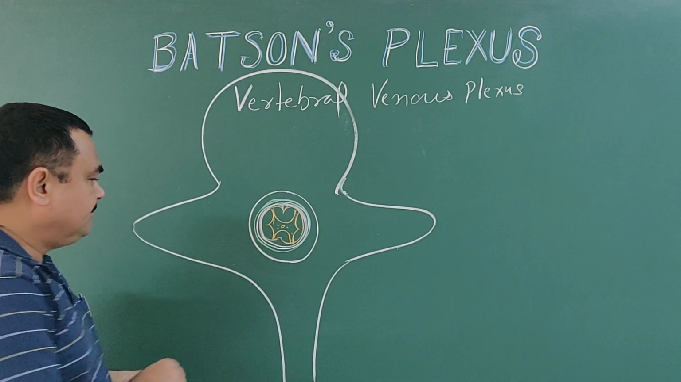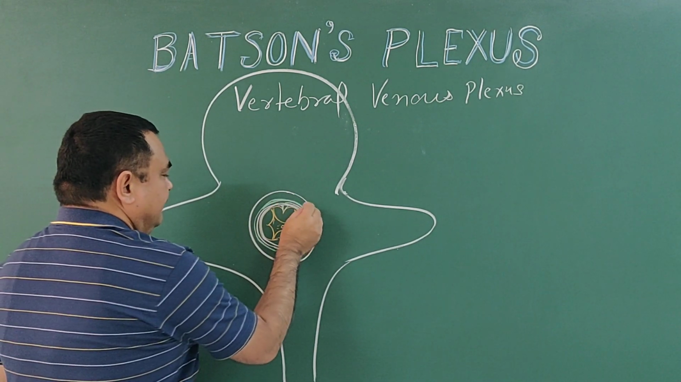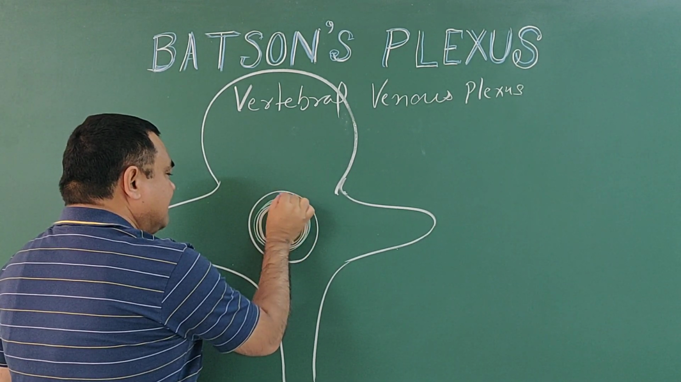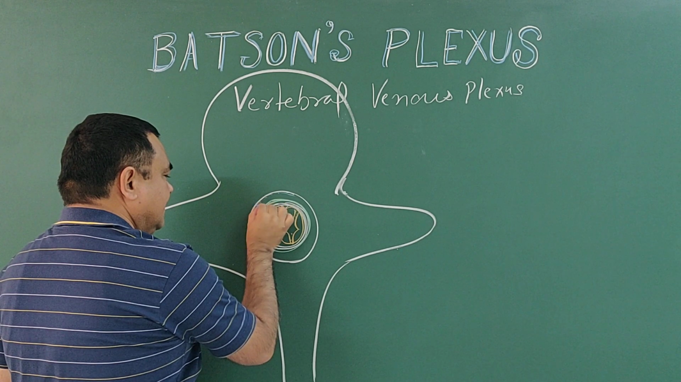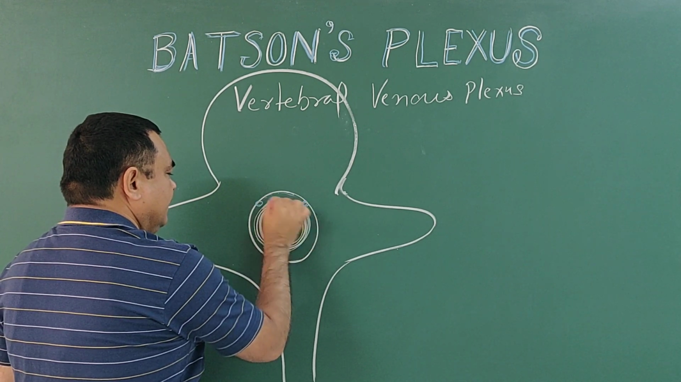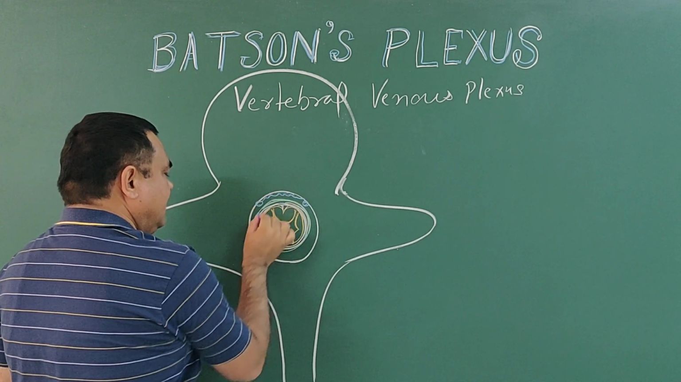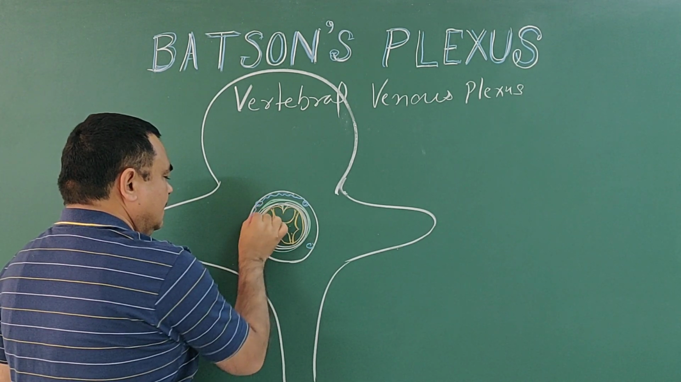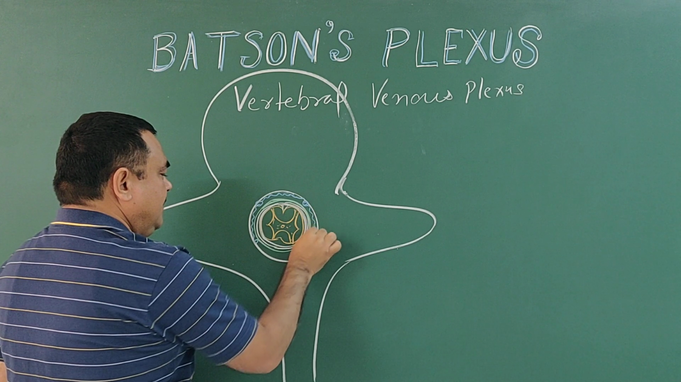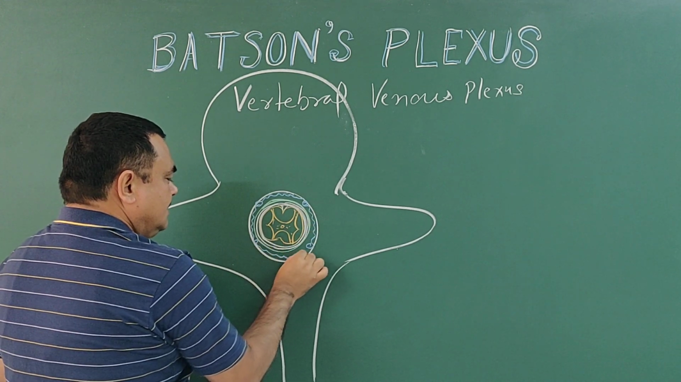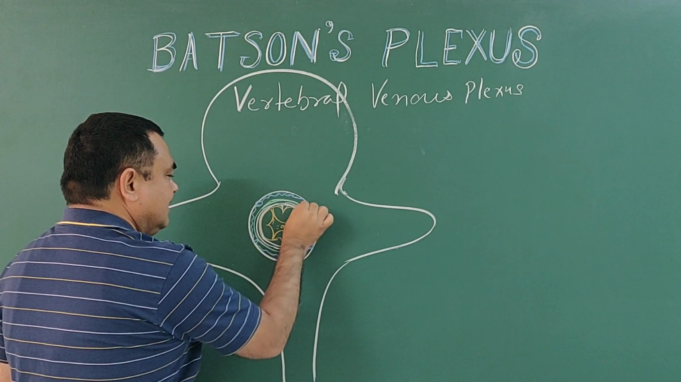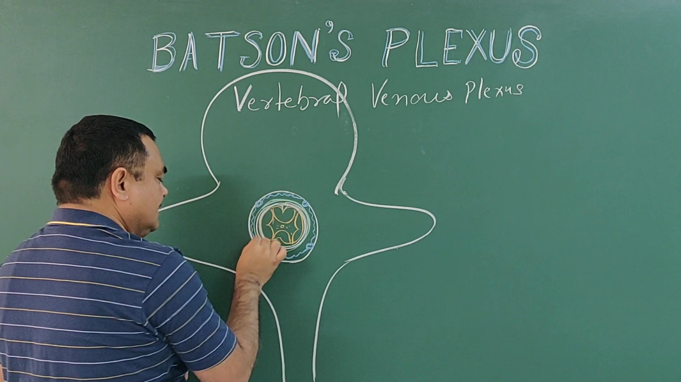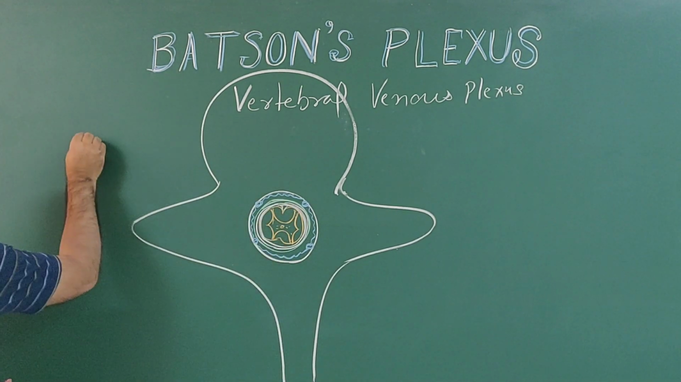In the epidural space, a venous plexus is present. So here the plexus is present in the epidural space. This is the epidural plexus.